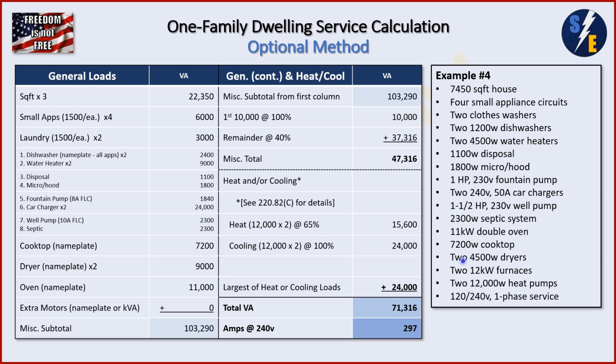Heating and cooling, we have 2 12 kW furnaces and 2 12 kW heat pumps. So we're going to take the heat at 65%, which is 15,600, or the cooling at 100%, which is 24,000. So obviously the cooling is higher, so we have to add the cooling for our total here. Now we add the cooling to the 47,316 and we get 71,316 for our building total. Divide by 240 volts and we get 297 amps.